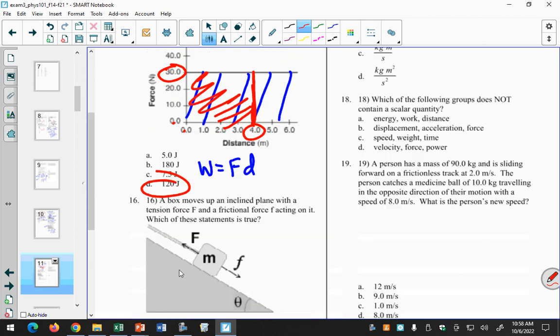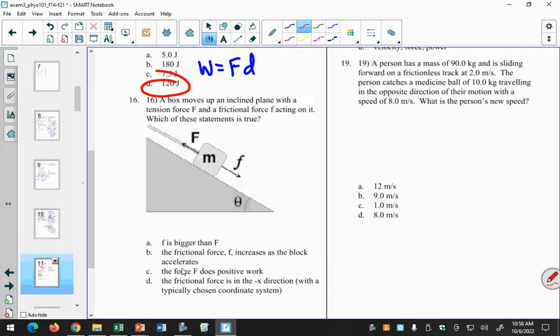All right, you'll have some conceptual questions. Let's look at this one. Which of these statements is true? It's moving up the inclined plane with a tension force and a frictional force. Okay, is the frictional force bigger than F? Now that can't be true, because if that were true, it would actually be moving down the inclined plane. The frictional force increases as the block accelerates. No, that's not true. That will be a constant.